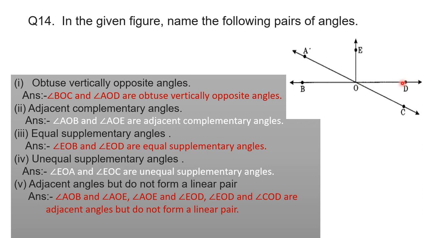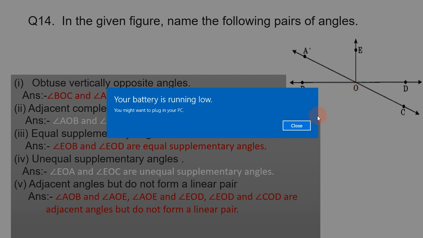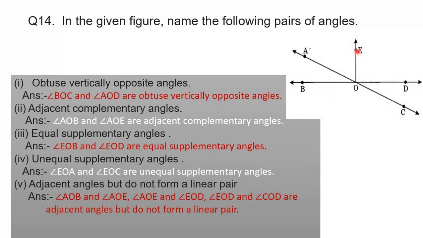Now one more pair we can find out. EOD and angle DOC. Again, OD is the common ray, O is the common vertex, and EOD plus COD sum is not equal to 180 degree. That is not a linear pair, but still they are adjacent angles. So we can write there are three pairs: angle AOB and angle AOE, first pair. Second pair, angle AOE and angle EOD. Third pair, angle EOD and angle COD are the adjacent angles but do not form a linear pair.